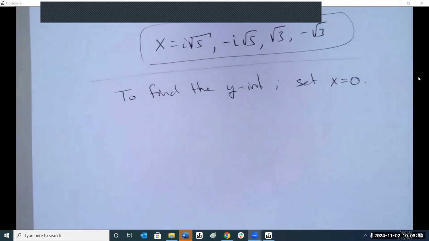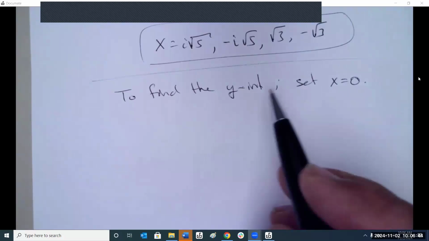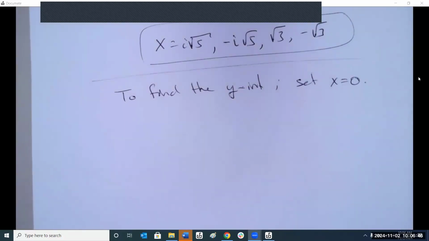Yeah, set x equal to 0. Whatever you end up with is your y-intercept. Yes, you guys are overthinking it. For the x-intercept, set y equal to 0. For the y-intercept, set x equal to 0. Now, why is that important? If it's in standard form, it's super easy. It's always the constant. We have another form of these things.